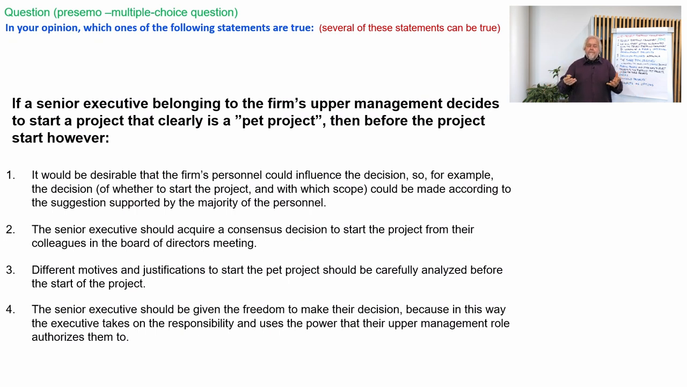The fourth one, this is a statement that I would tick as true. The senior executive should be given the freedom to make the decision, because in this way the executive takes the responsibility and uses the power that their upper management role authorizes them to. Well, yes, they must take the responsibility, and sometimes they must run projects and initiate projects that almost everyone resists and everyone is against.